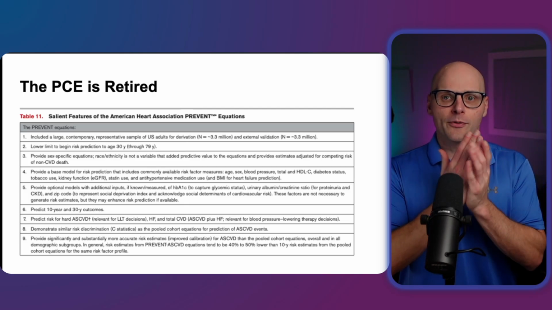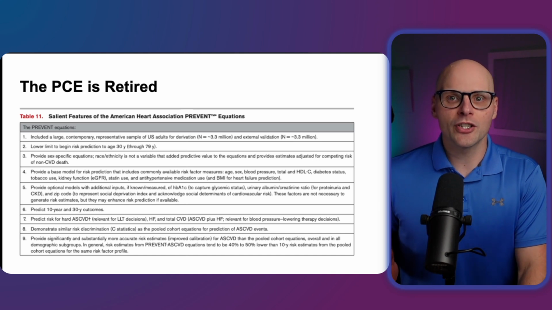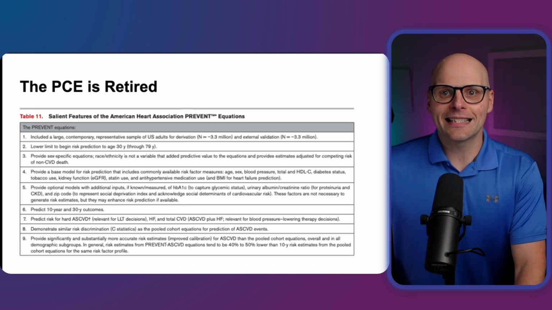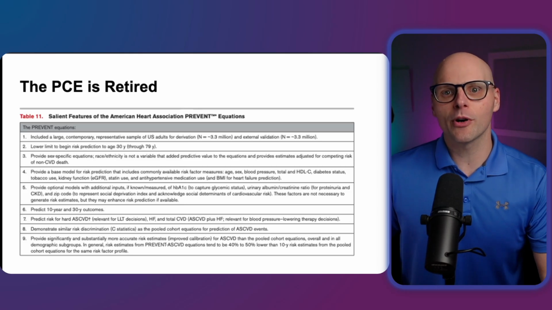So they give you 3 different percentages for those specific outcomes. And finally, they say that the new equation is as accurate as the old one at separating high risk versus not high risk, but it provides a significantly and substantially more accurate risk estimate than the previous equations that we were talking about before. In fact, they're about 40 or 50% lower than the 10-year risk estimates from the pooled cohort equations for the same risk factors.